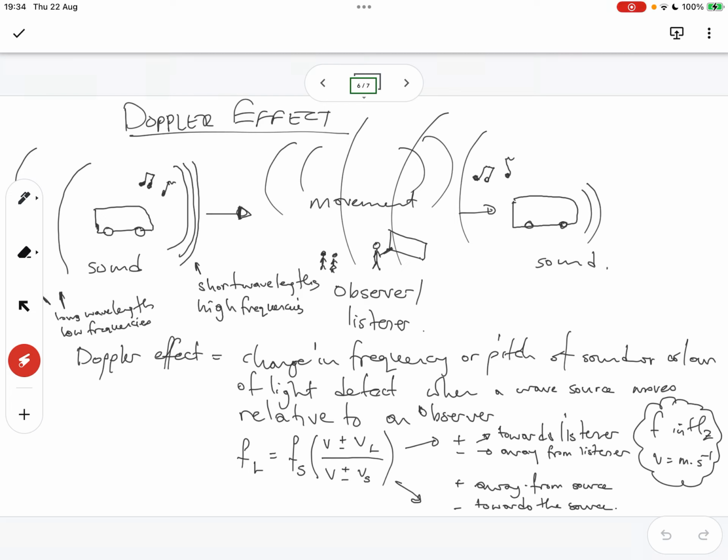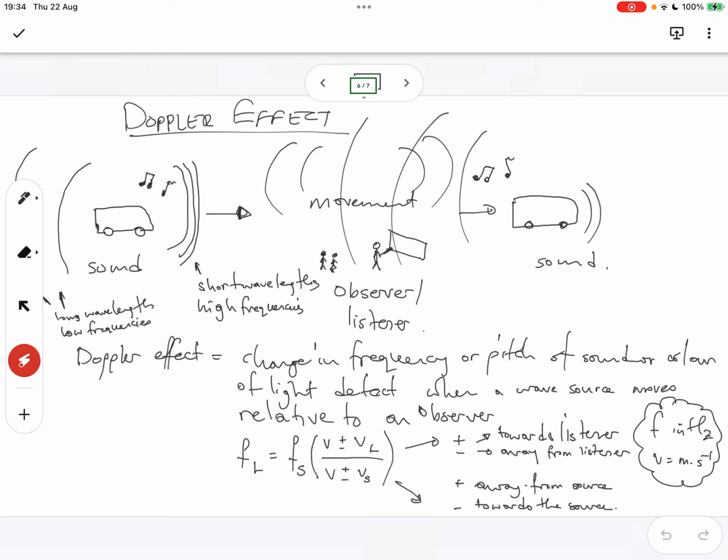So whilst the observer is not moving, the sound source is moving at a constant velocity, so it has a velocity. So the denominator has a velocity: the speed of sound minus the speed of the sound source, because the sound source is moving towards the observer.